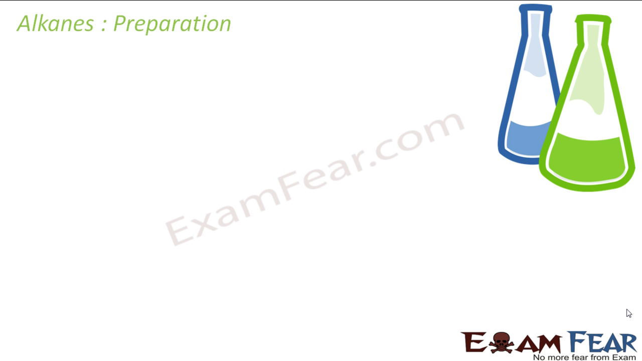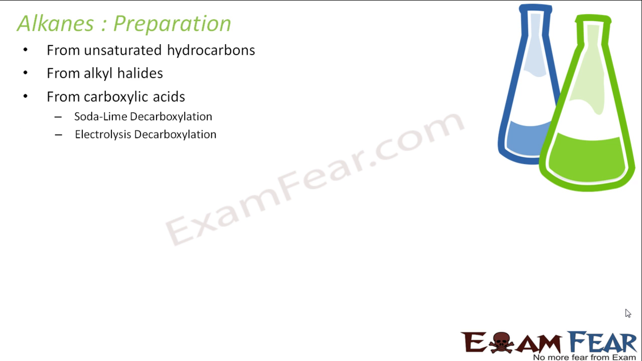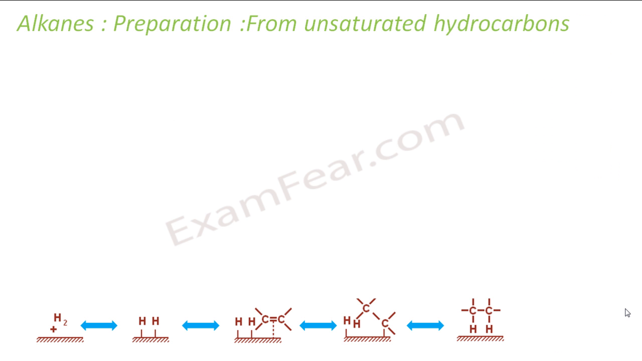Understand how to prepare alkanes. There are various ways to prepare alkanes. One is from unsaturated hydrocarbons: you add hydrogen and you get alkanes. You can get alkanes from alkyl halides. You can get alkanes from carboxylic acids. From carboxylic acid, you can do soda lime decarboxylation or electrolysis decarboxylation. So, using these techniques, you can prepare alkanes. We'll discuss these in detail. Let's study the first one, that is, from the unsaturated hydrocarbon.